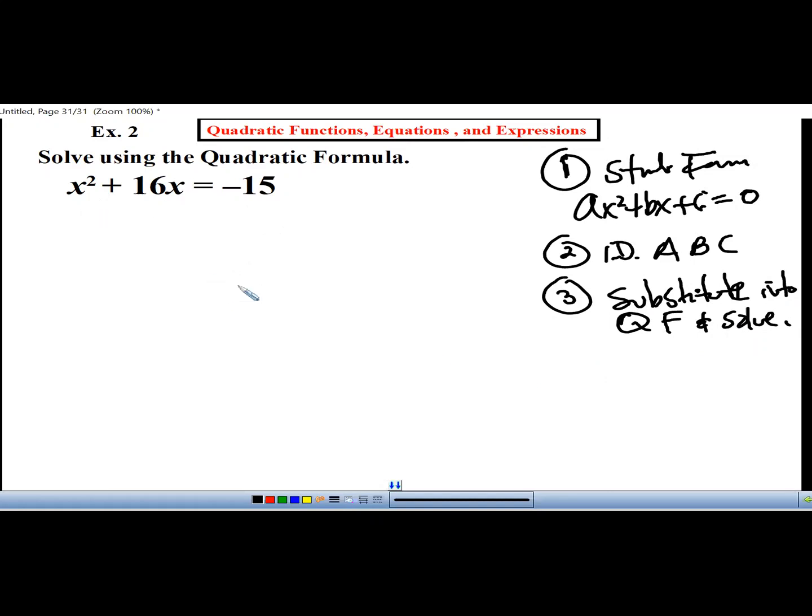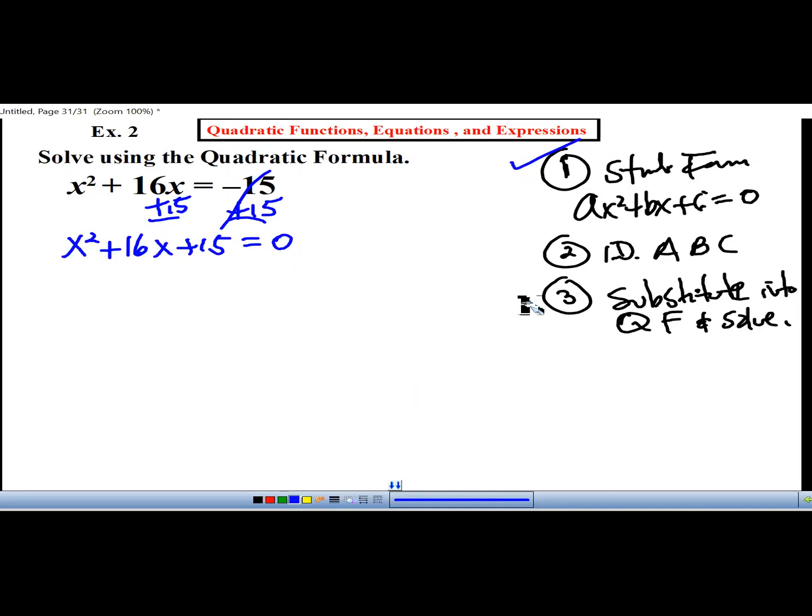So this is not in standard form, which means we need to get the negative 15 to the other side. So I add 15, add 15. I end up with x squared plus 16x plus 15 equal to 0. Is it in standard form? Yep, step 1 is done.